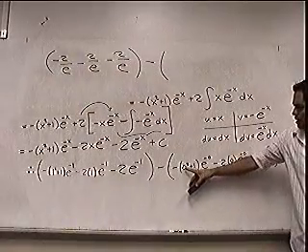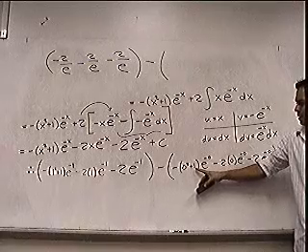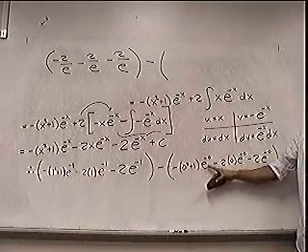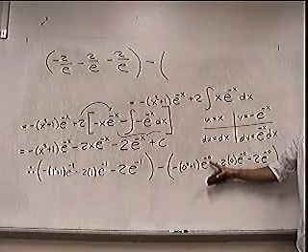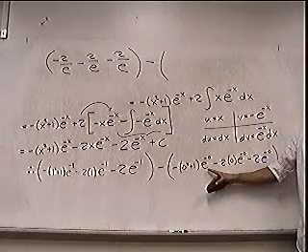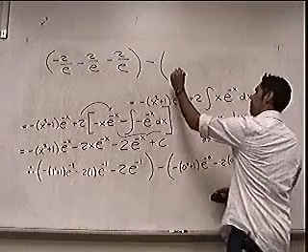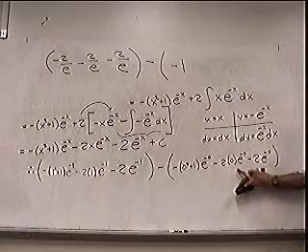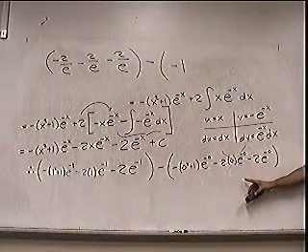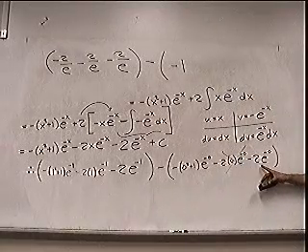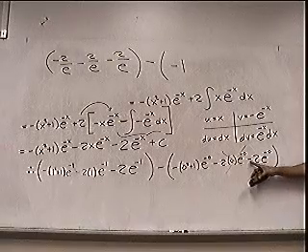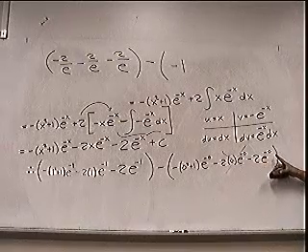Let's see. This is 0 plus 1. That's 1. Negative 1. What's e to the 0? E to the 0 is 1. So this is negative 1. This one is dead. 0 times anything, 0. And this one is negative 2 times 1. So negative 2.